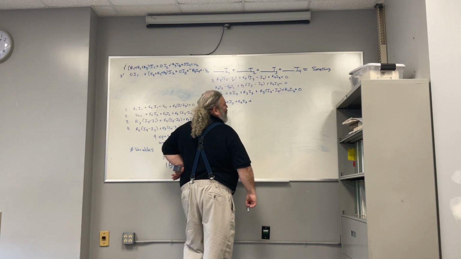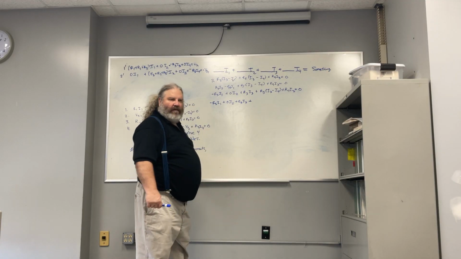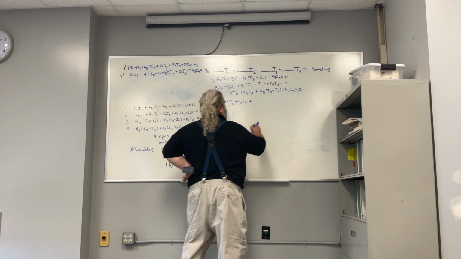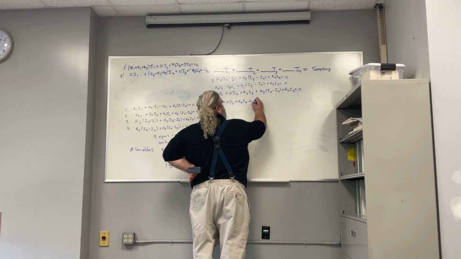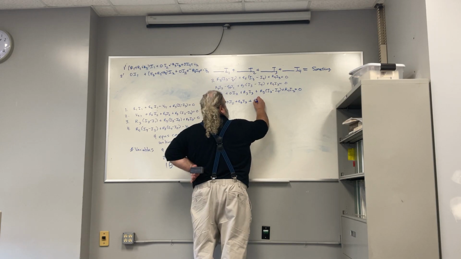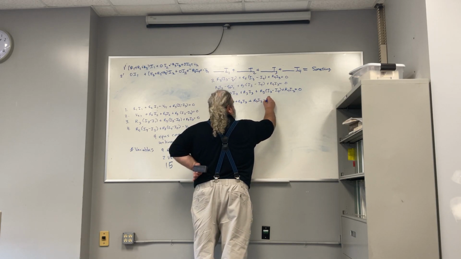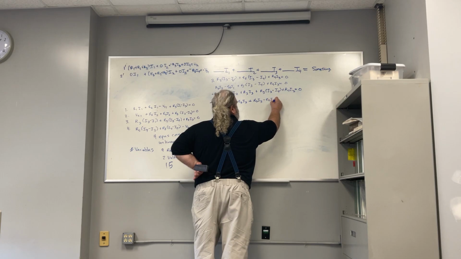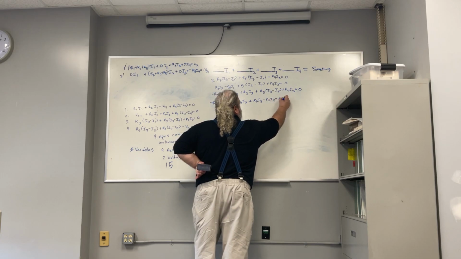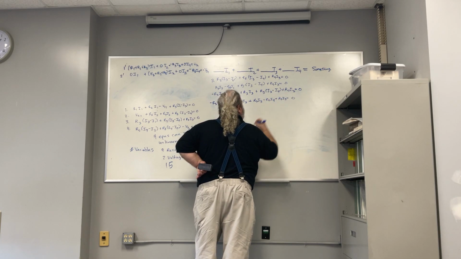Okay, what do I need to do now? Need to distribute again. Okay, so what do I write? R5 I3 minus R5 I4 plus R4 I3. Okay.